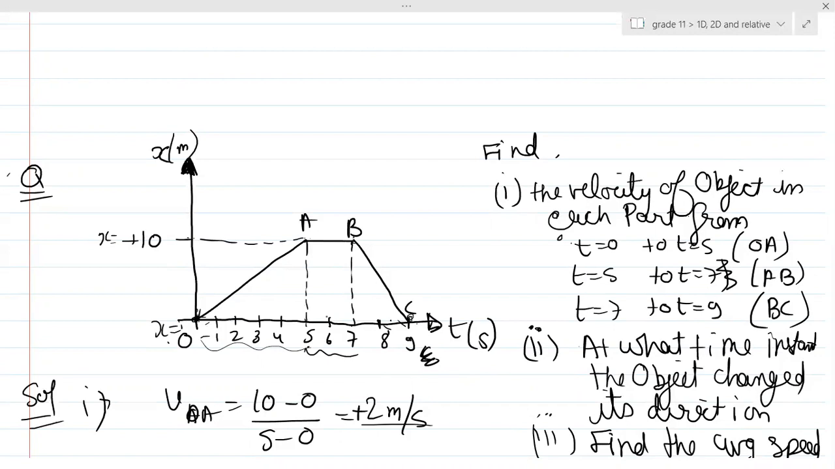What is the total time of the journey? 9 seconds. So divide by 9. So what is the final answer?